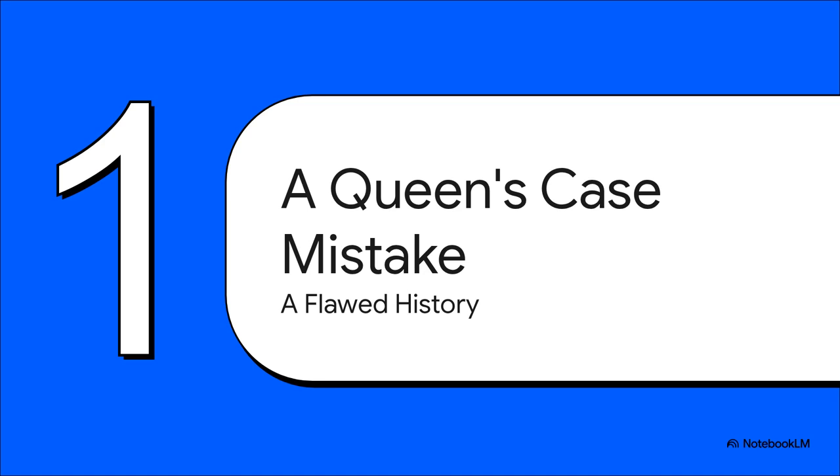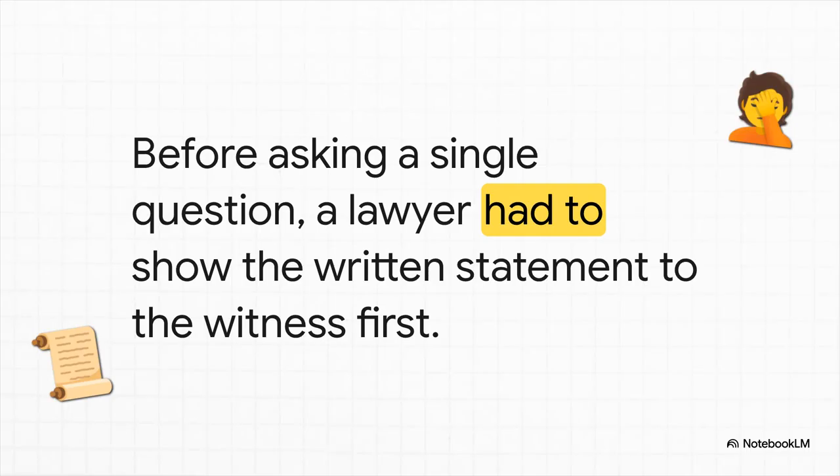To really get today's rules, we have to go back in time and meet the villain of our story. It's this super old legal ruling that for more than 100 years actually made it harder for lawyers to get to the truth. It's known as the rule from the Queen's case.